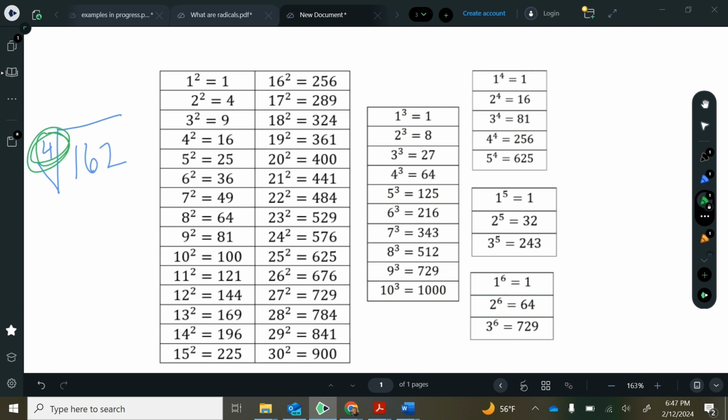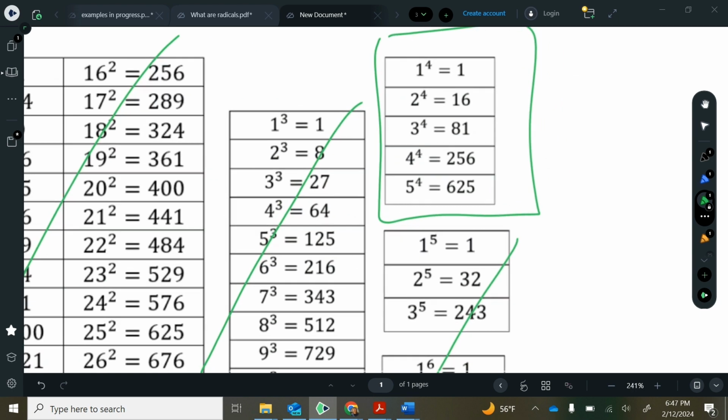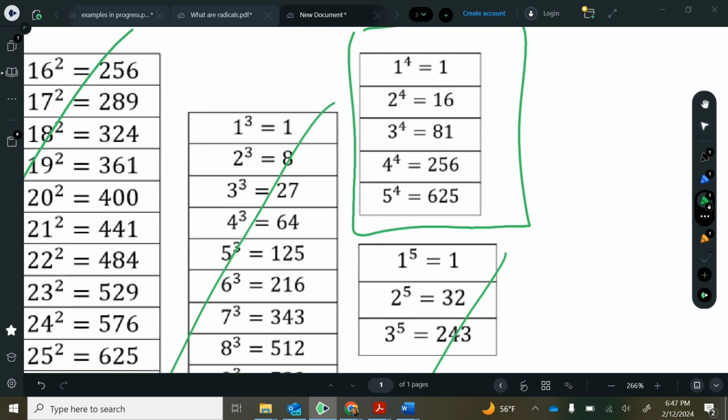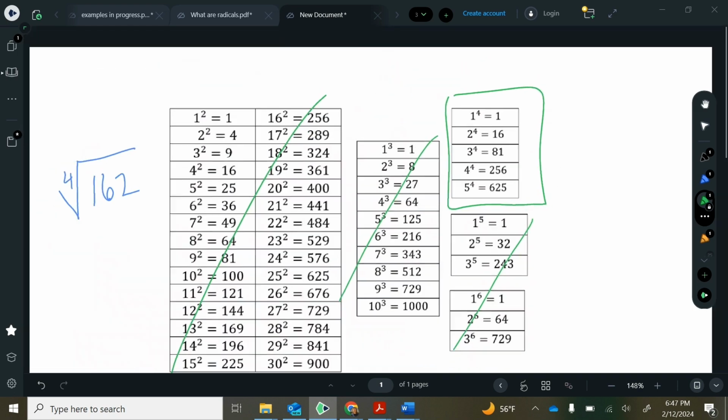Now notice here the index of the root is a 4, so I'm only going to be concerned with the numbers on this list. These are exponents of 4. Those match up with the root of 4. So for this problem, I don't care about this list or this list or these. I'm just focusing here. And let's see, is 162 on this list? And we see that no, it's not. We've got an 81, and then the next perfect power of 4 is 256. So 162 is not on the list.